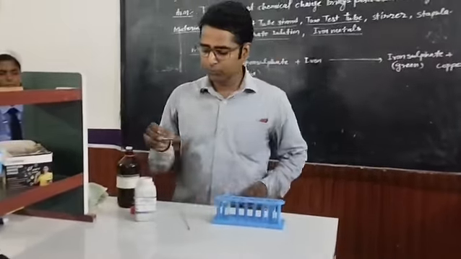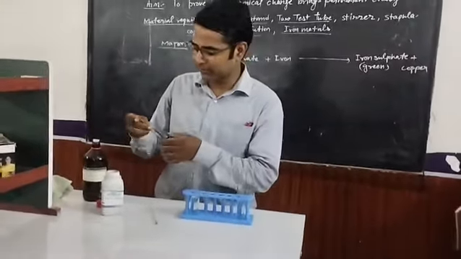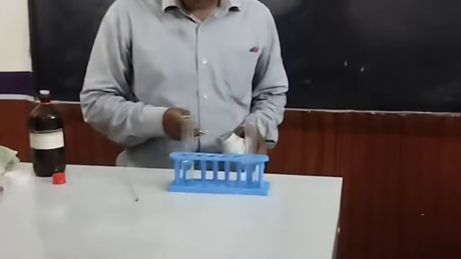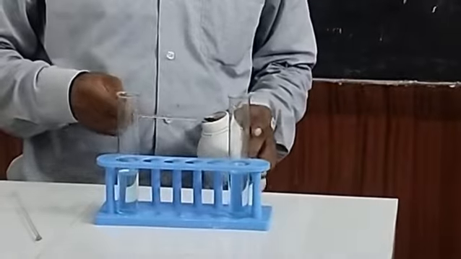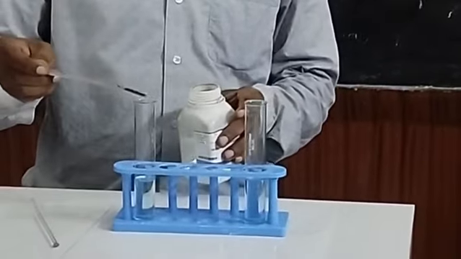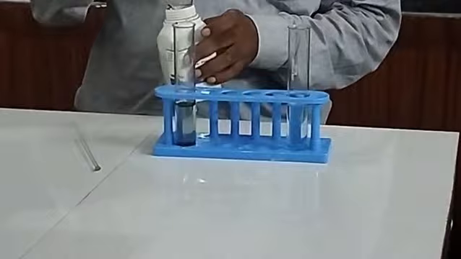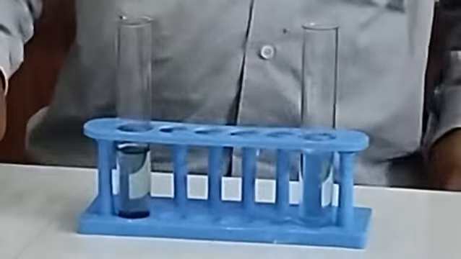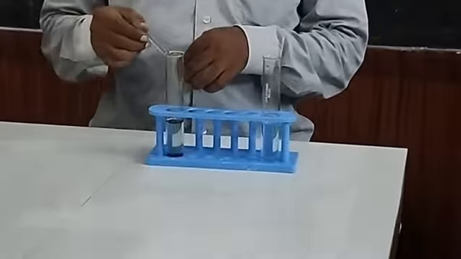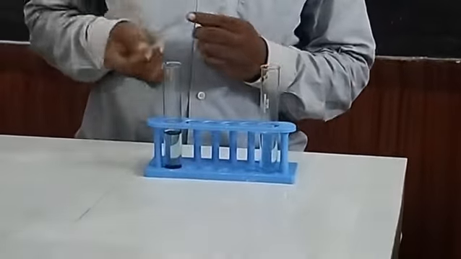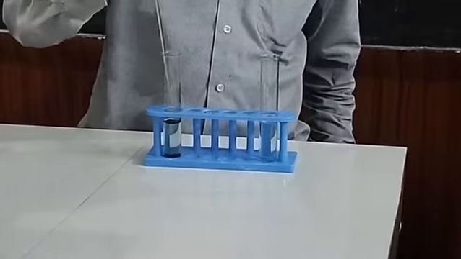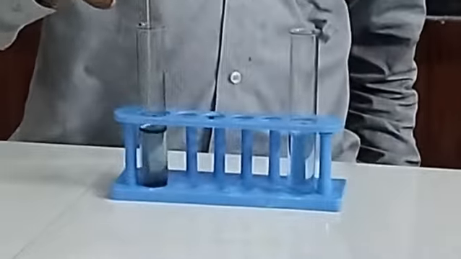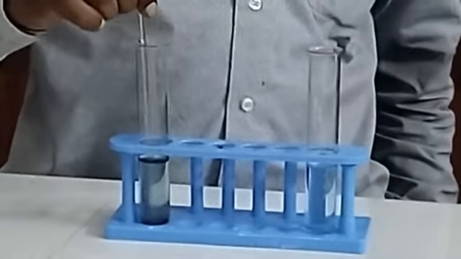So here, by using the spatula, I am going to mix some quantity of iron in the very first test tube. We have to wait slightly. First we need to mix the solution using the stirrer. So here I am mixing the solution.